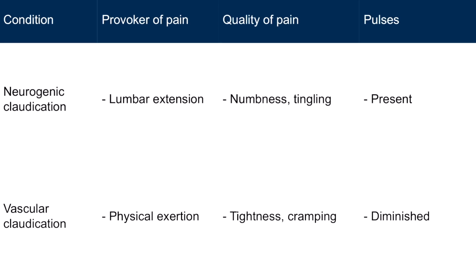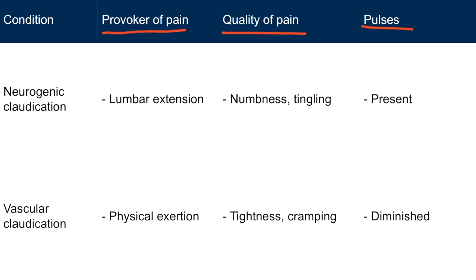This is a question that wants us to be able to distinguish two commonly encountered disease presentations. We'll use this table to outline some key differences, including the provoker of the patient's pain and the quality of the pain, and what the pulses are like distal to the affected area. In patients with neurogenic claudication, lumbar extension makes the pain worse. The pain is felt as numbness and tingling, and pulses are present bilaterally. There may also be weakness of the lower extremity muscles.